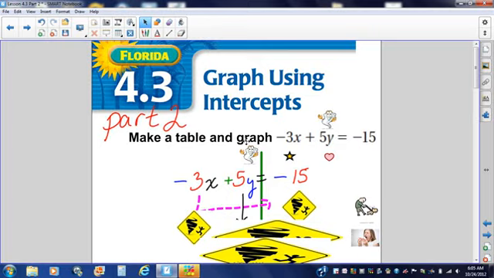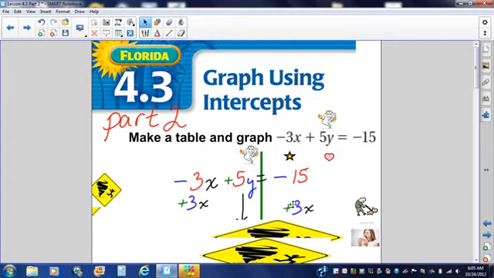Remember, before you graph it, the easiest way to work the problem is to rewrite it so that y is the tornado. So I am going to move the negative or minus 3x to the other side, get it away from the tornado. To do that, I'm going to do the inverse. The inverse of subtracting 3x is adding 3x. Whatever I do to one side, I am going to do to the other.